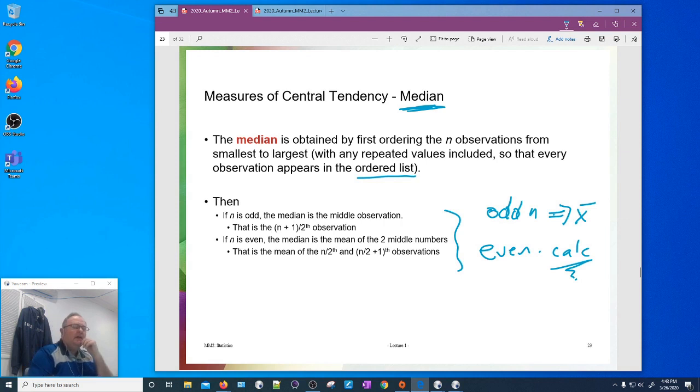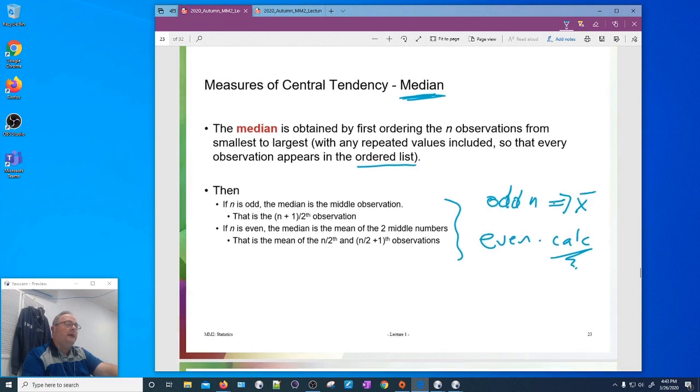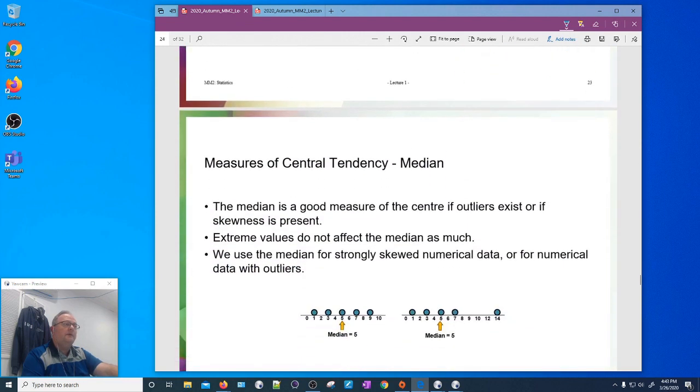Now, why have another measure? I thought the mean was good. I thought the mean could tell us everything we needed to know about our data set. So why have we added another measure, a median? Okay. So perhaps there's some more information for us about a median.